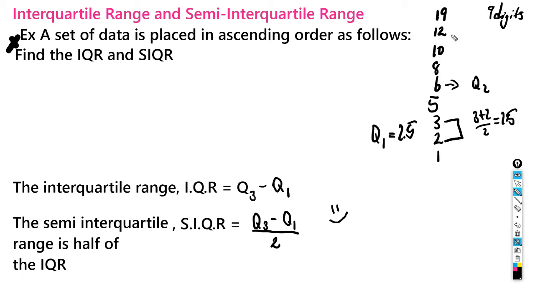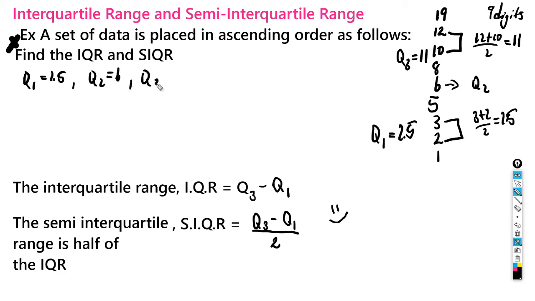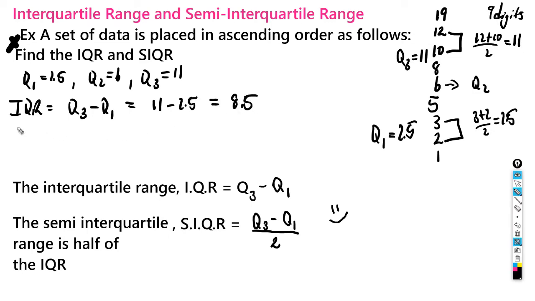And we're going to do the same for these numbers here. It's 4 numbers, but to find the three-quarter point, it's equal to 12 plus 10 over 2, which is equal to 11. So therefore Q3 is equal to 11. So since Q1 is equal to 2.5, Q2 is equal to 6, and Q3 is equal to 11, then we can find the IQR easily. The interquartile range is equal to Q3 minus Q1, so that's 11 minus 2.5, and this should give us 8.5. Cool.